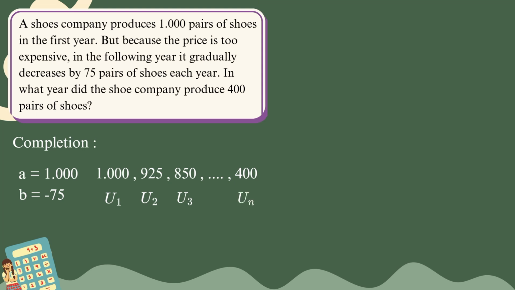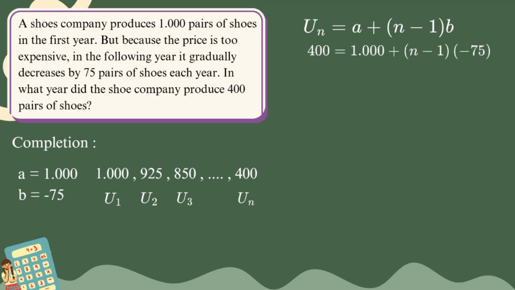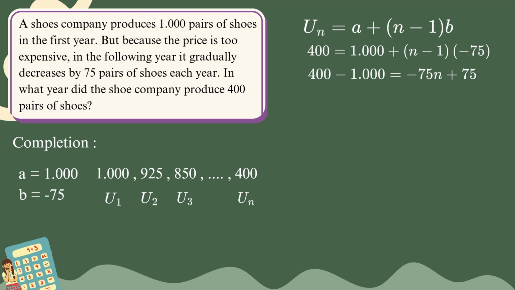In this problem, we find n. The general form: sub n equals a plus in bracket n minus 1 times b, with sub n is 400 equals 1000 plus in bracket n minus 1 times minus 75. 400 minus 1000 equals minus 75n plus 75. Minus 600 equals minus 75n plus 75.